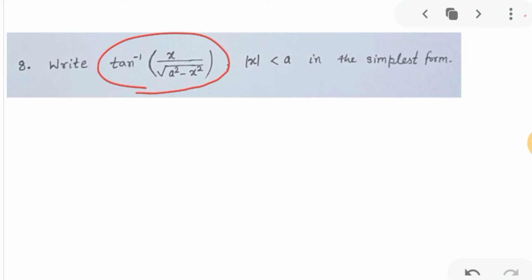Okay, so like we discussed the solution in the previous video, this is also the same way. Just we don't have to prove, we have to simplify this. So we'll do the same way. Our approach will be the same.